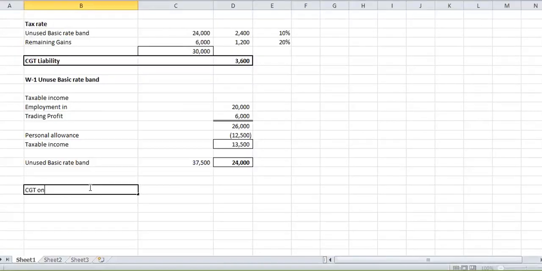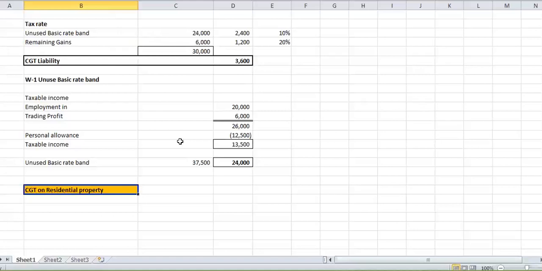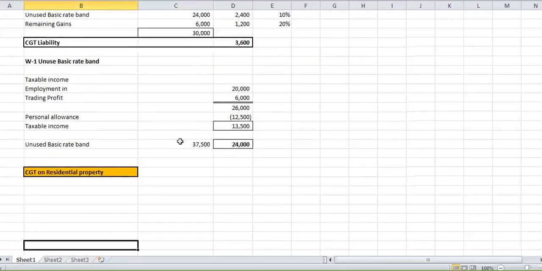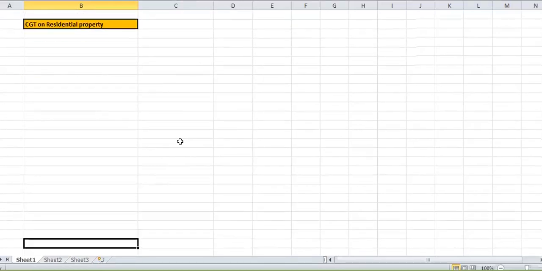CGT on residential property. So we are going to discuss capital gain tax on residential property: how to calculate capital gain tax on a residential property.